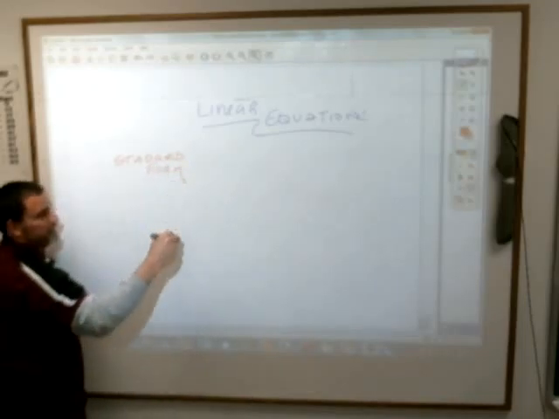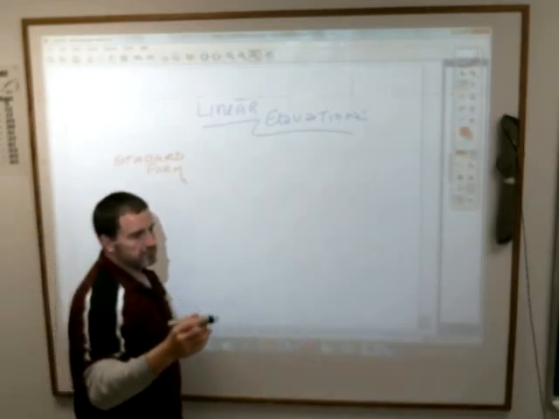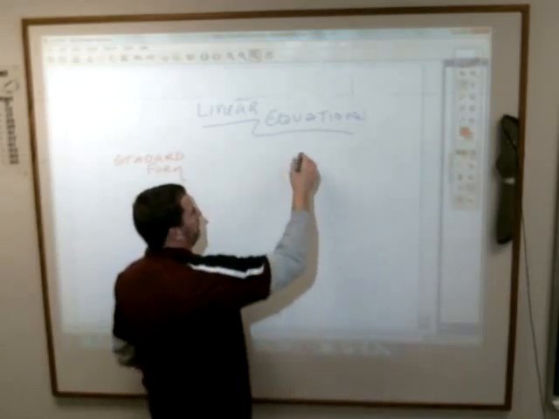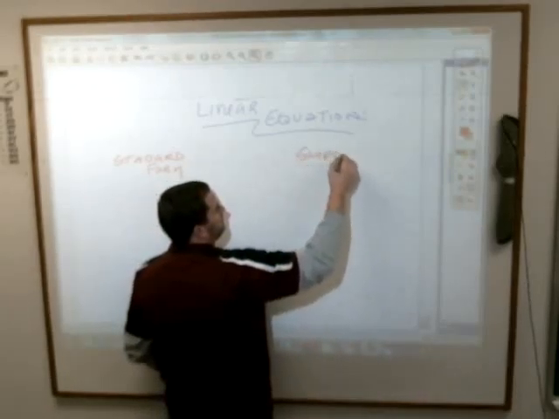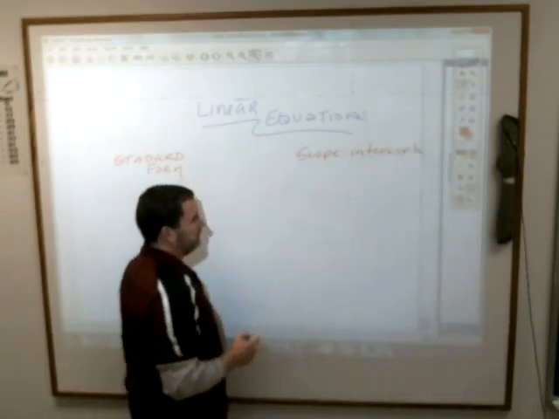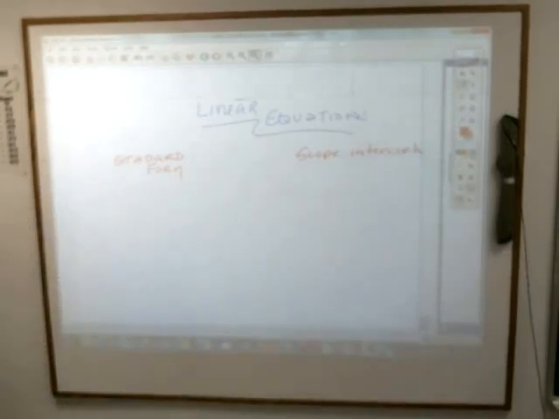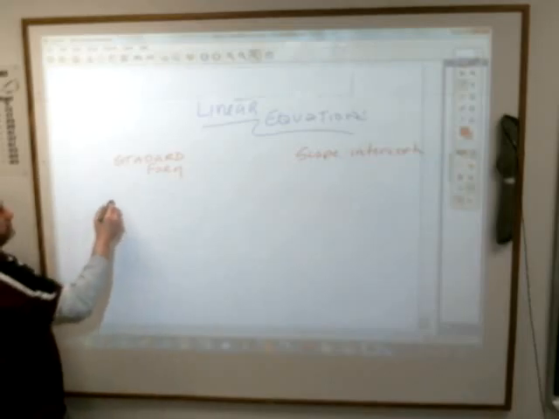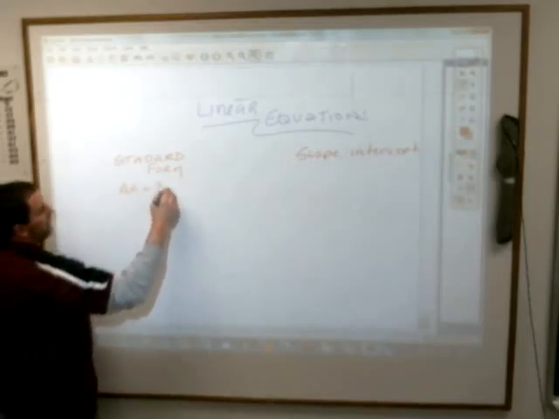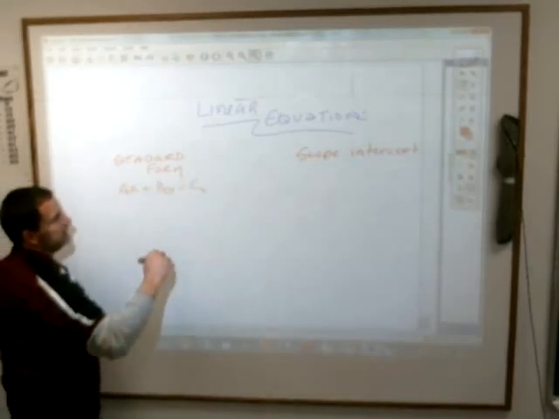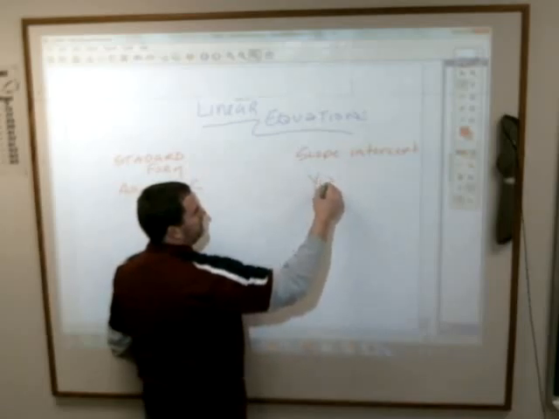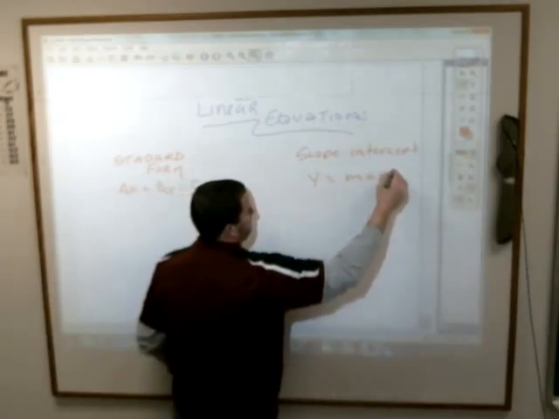And the other form is? Somebody out there? Slope-intercept form. Okay. I believe the standard form, the generic form of that is ax plus by equals c. And slope-intercept form is y equals mx plus b.